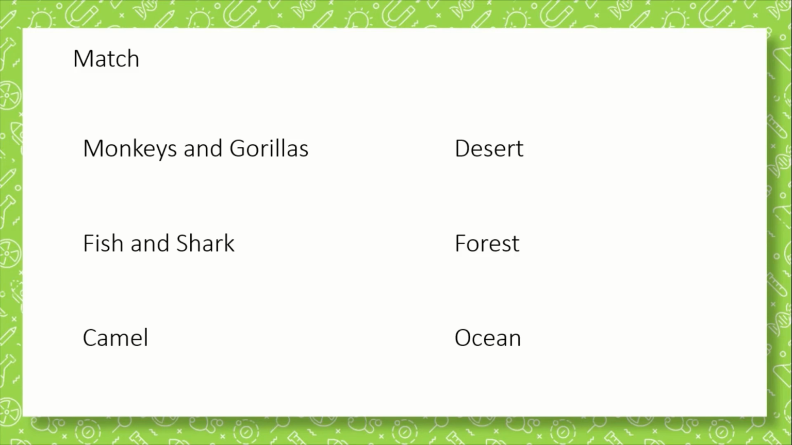Where do monkeys and gorillas like to live? In the desert, forest, or ocean? In the forest, correct. Next, where do the fish and shark like to live? In the ocean, correct. Where does the camel live? In the desert, correct. Thank you.